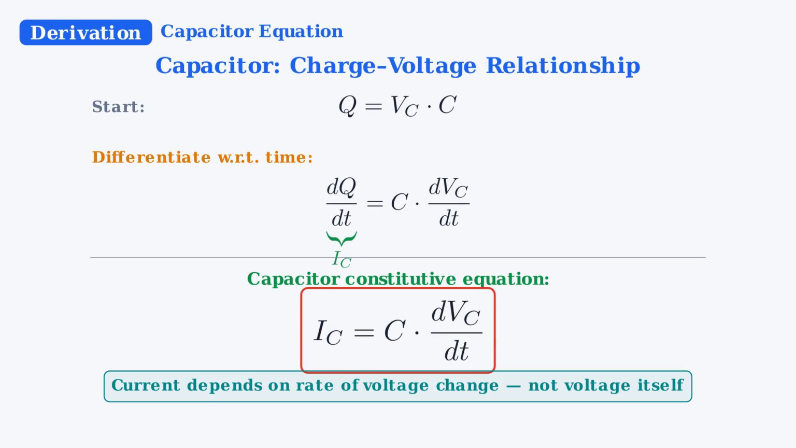Notice something important. Unlike a resistor, where current depends directly on voltage, a capacitor's current depends on the rate of change of voltage. If the voltage is constant, no current flows through the capacitor, no matter how large that voltage is.